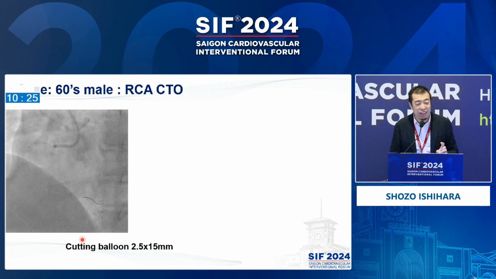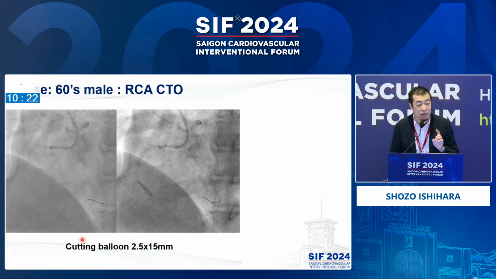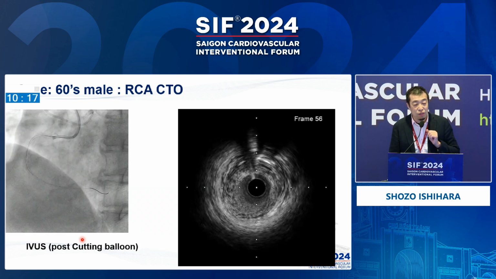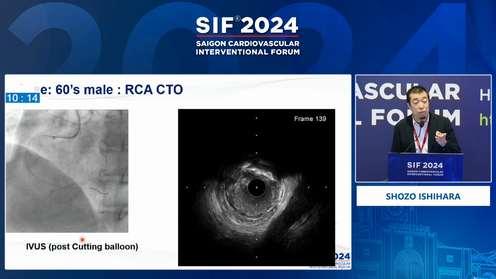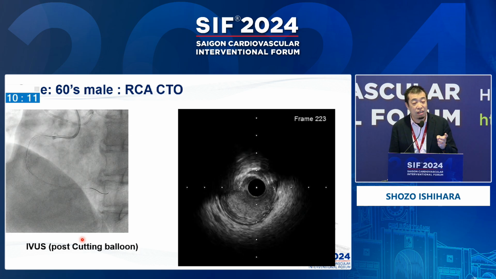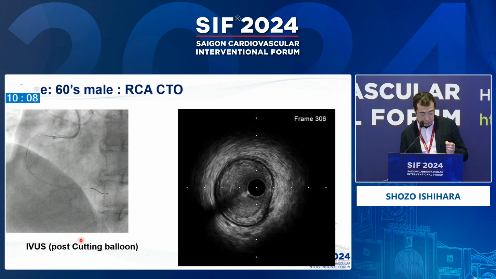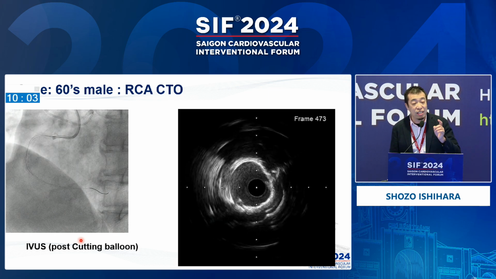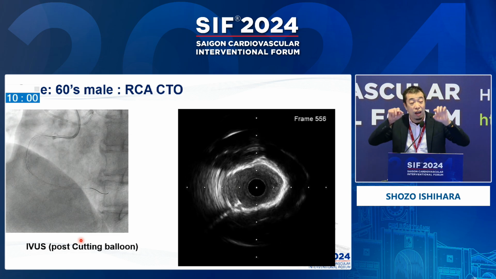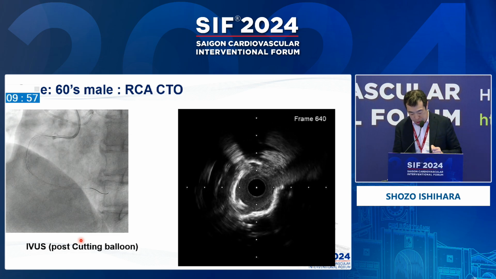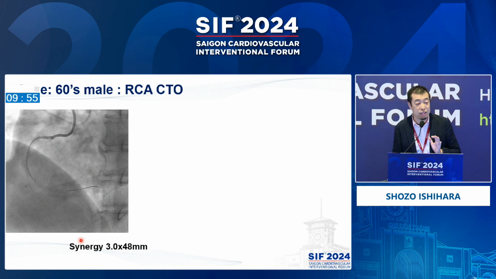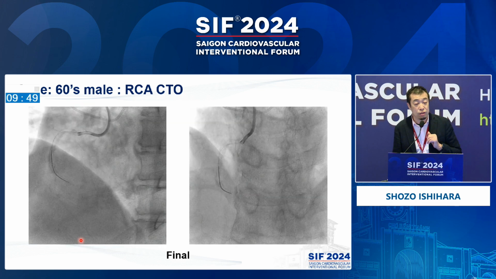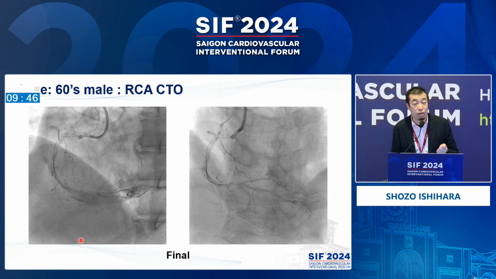And then we can advance a cutting balloon like this. And this is a 2.5 cutting balloon. And after dilation, maybe we can see the calcified lesion around here. So calcium was nicely cracked. Now we can see it in three directions. We see it very nicely cracked with the cutting balloon like this. So then we deployed the drug-eluting stent, and the final result is very acceptable.